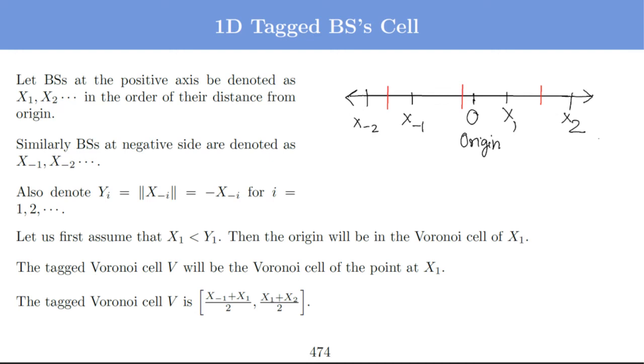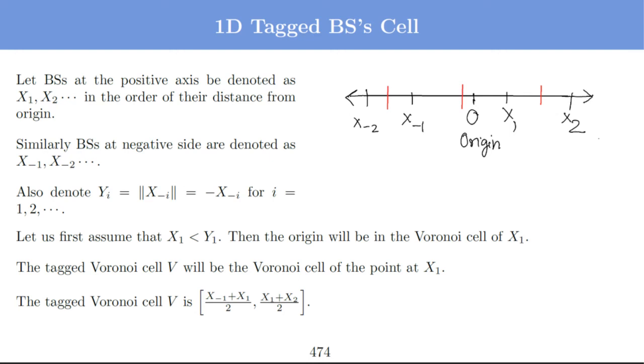So the Voronoi cell of x1 to which the origin is connected will be on the right hand side. This will be the midpoint of x1 and x2, which is x1 plus x2 by 2, and on the left hand side it is the midpoint of x minus 1 and x1, so it will be equal to x minus 1 plus x1 by 2.